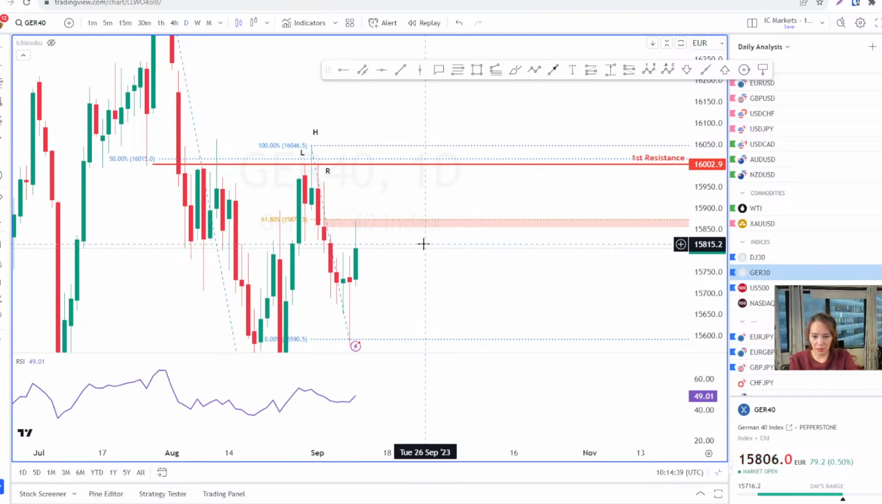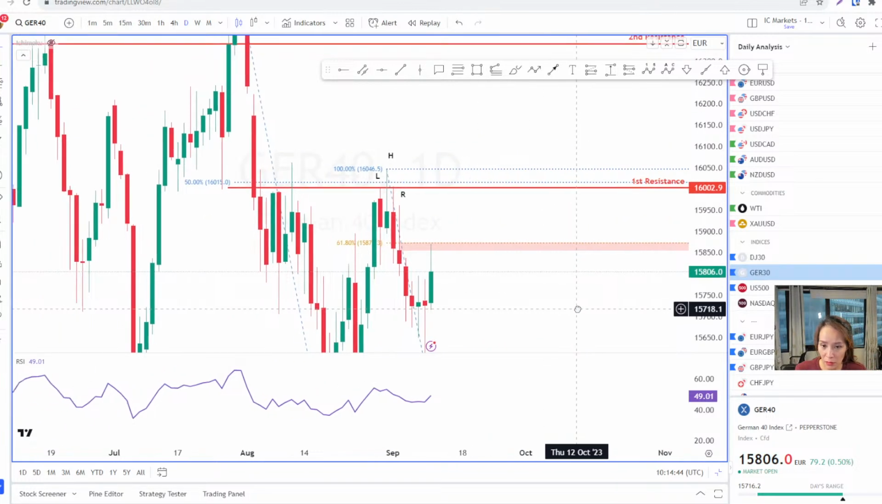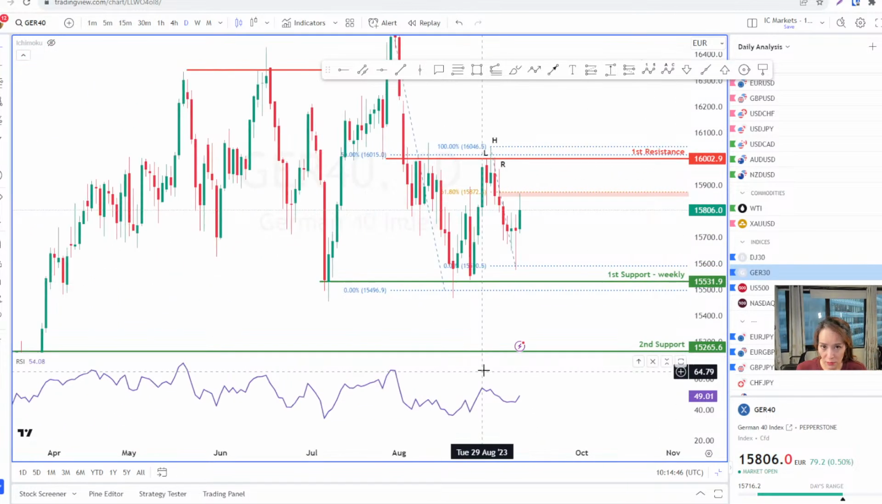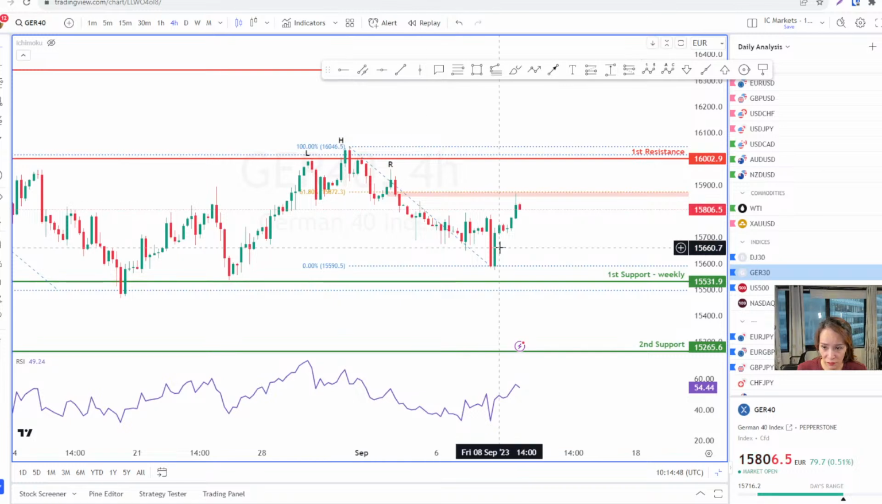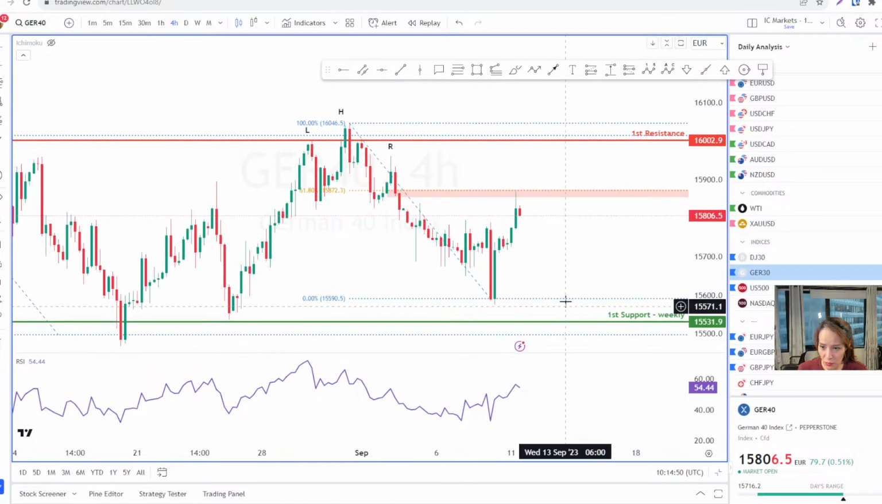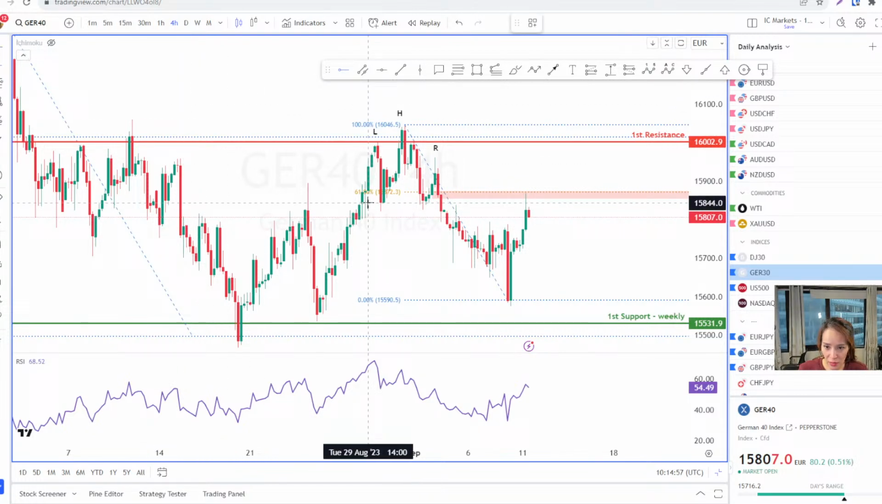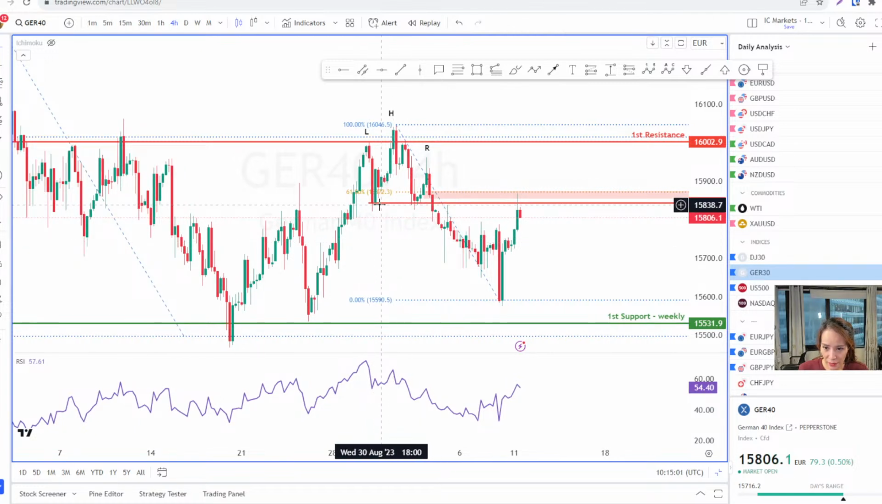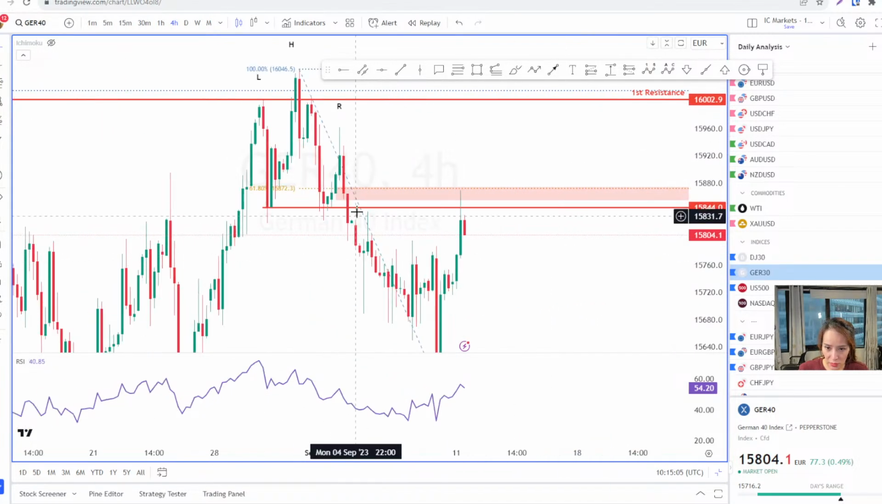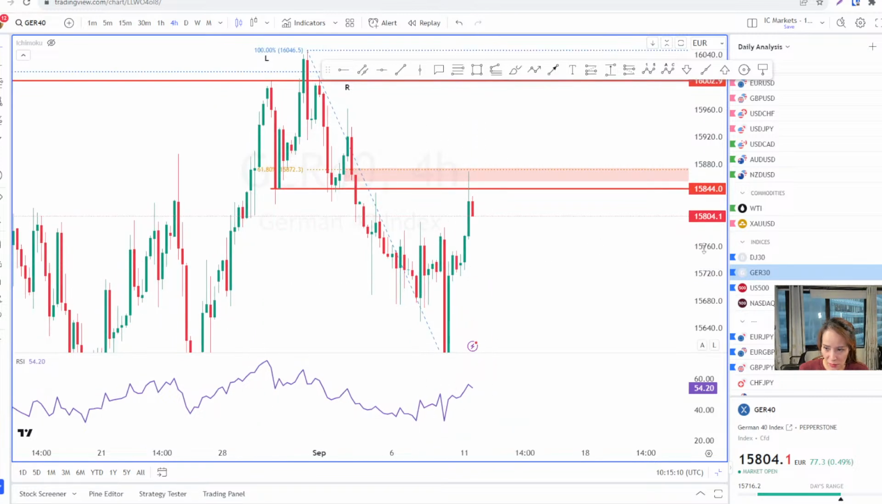Alright, okay. Any pair you want me to have a look at? Okay, so I think this is the view of the Germany 40. I never looked at this pair before basically. You can see that this could be the neckline as well. You see the neckline here. But then price tapped above here to get the supply zone here with 61.8%, and then it reversed.